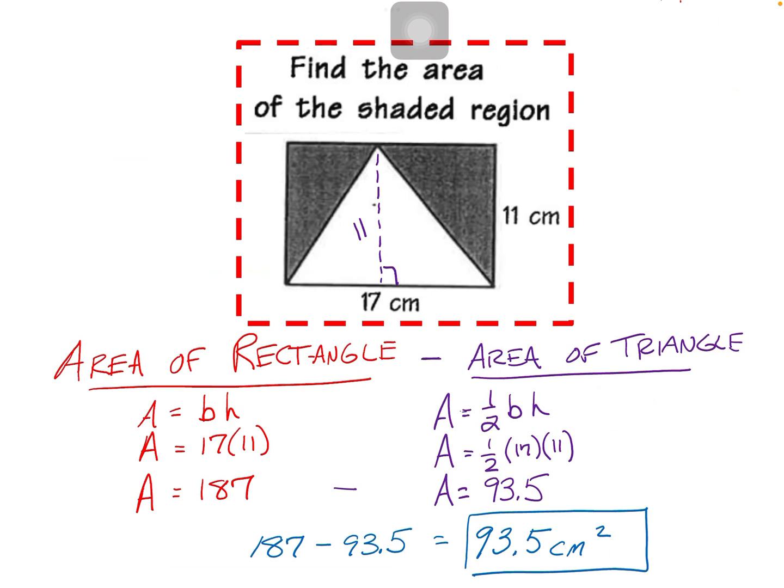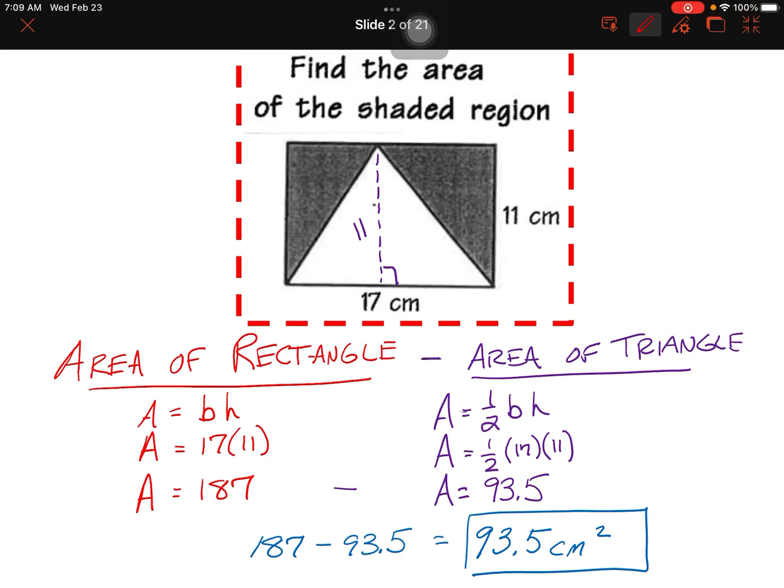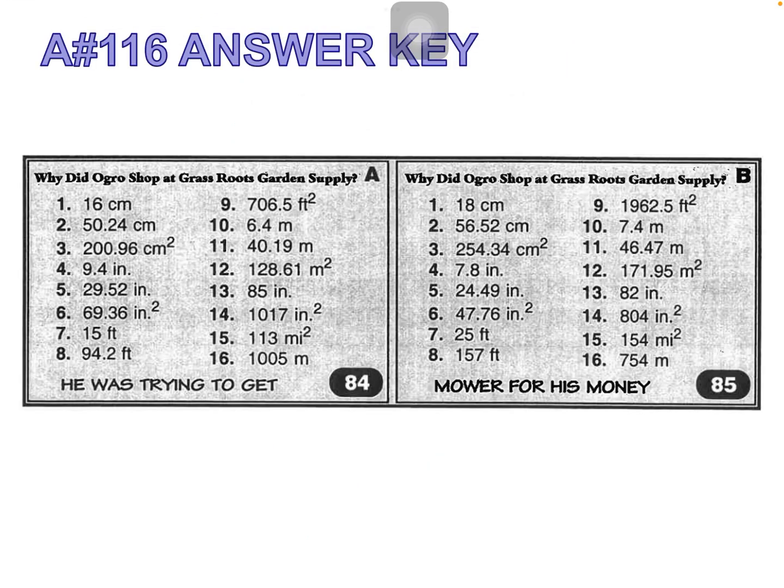And so you'd find the area of the rectangle, which would be 17 times 11. And then you find the area of the triangle, which is 1/2 base times height. And the base, or the height, would be this number out here to the side. And so you're just going to bring that in. And 1/2 of 17 times 11 is 93.5. And then you're going to subtract that triangle from the area.